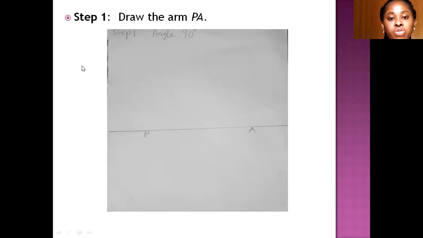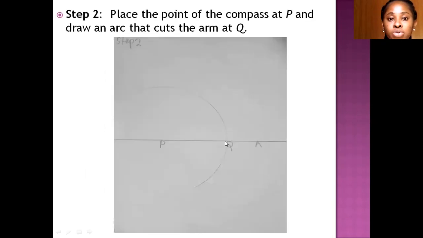Step one, draw the line segment PA. You can see it there. Step two, place the point of the compass at P and draw an arc cutting the line at Q.